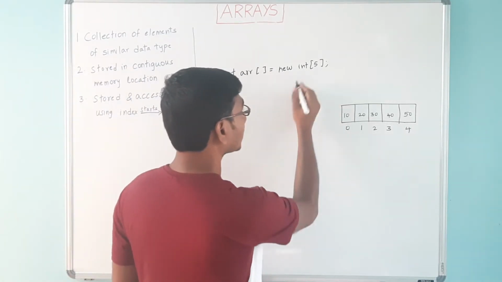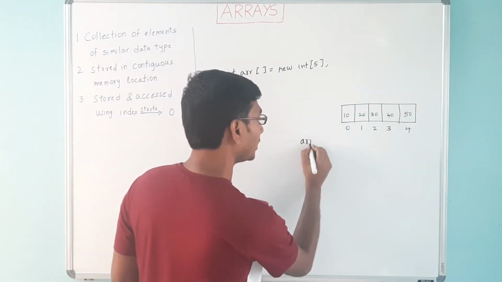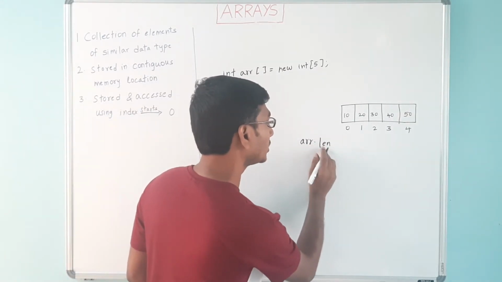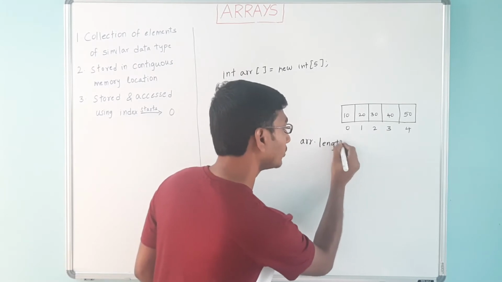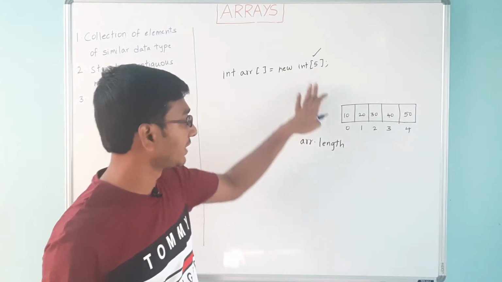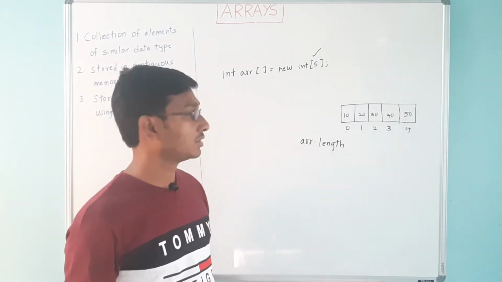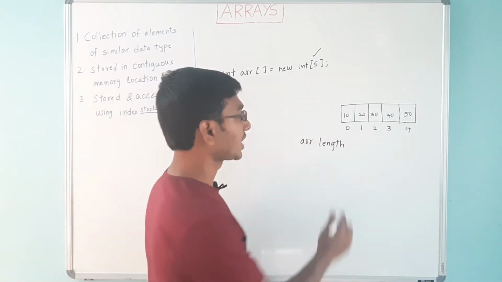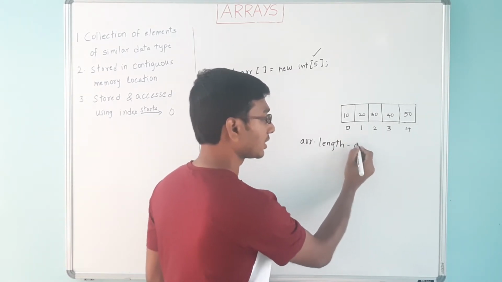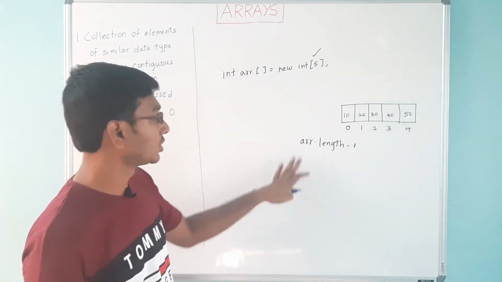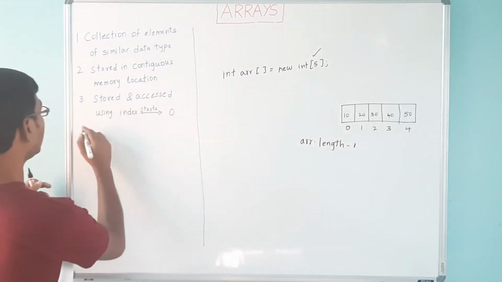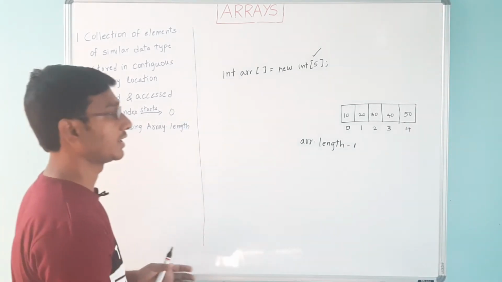We said an array is an object, right? So it has its own data member called length. Using this length data member, we can get the length of the array, that is this number 5. We can get it using length. And remember, the index always starts with 0 and ends with array length minus 1, as it is starting with 0. This is about the data member length of the array object. Let me put it here. So using this, we can get the length of the array.